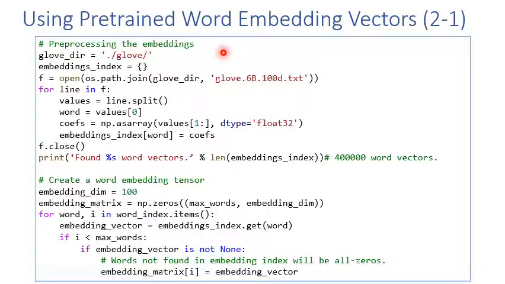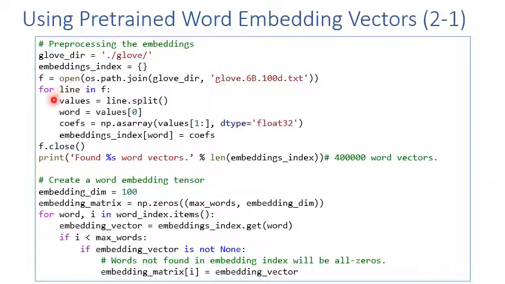To use the pre-trained word embedding vectors of GloVe, we need to first download the text file from Stanford's website. The file name usually is called glove dot the number of training words, which may be 6 billion, and the dimension of the embedding vector, which is 100D in our example. So it's a text file. Each line contains one embedding vector.